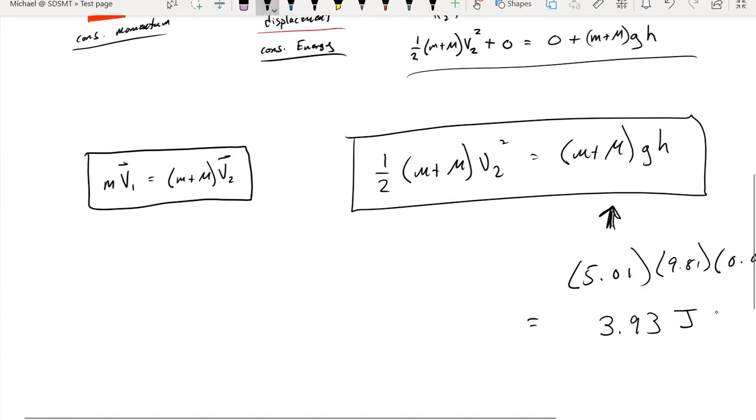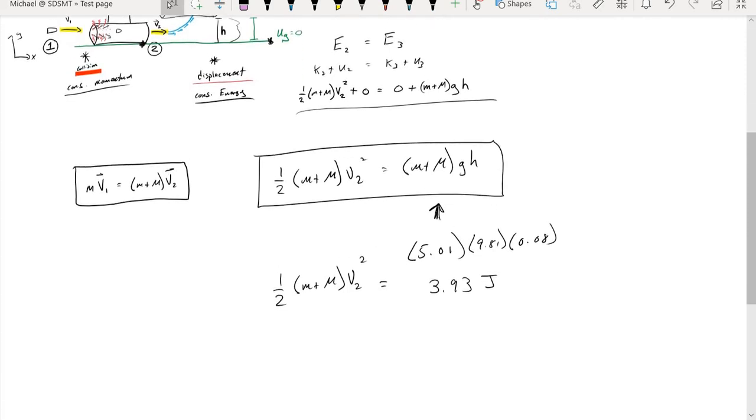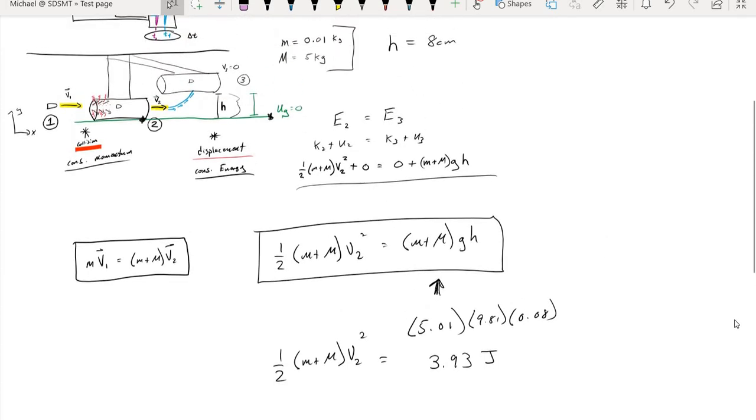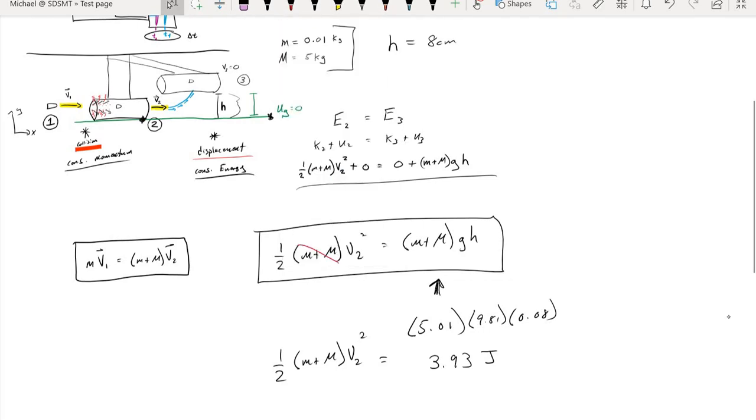That has to equal the same energy that the bullet and log have when they start swinging at location 2. And now that I know what that energy value is, I can solve for the value of V2. In fact, in this particular case, it's not even required that we know the combined mass of the two because it factors out.